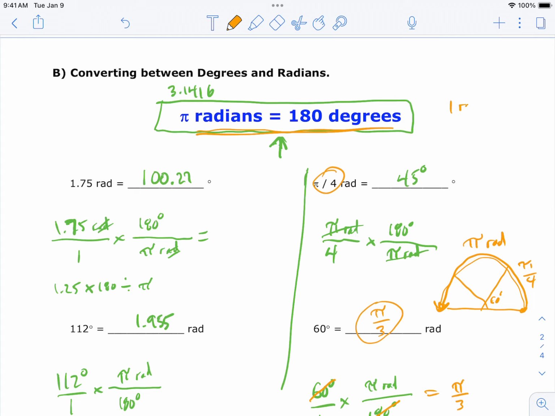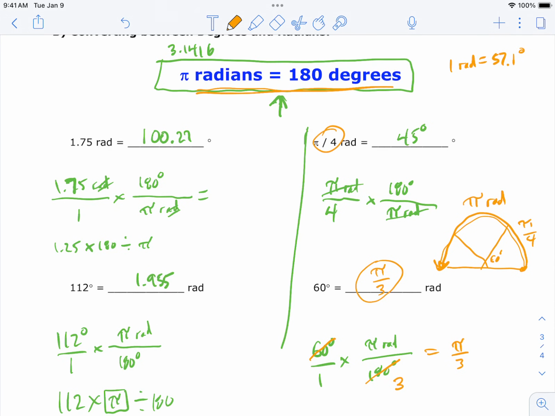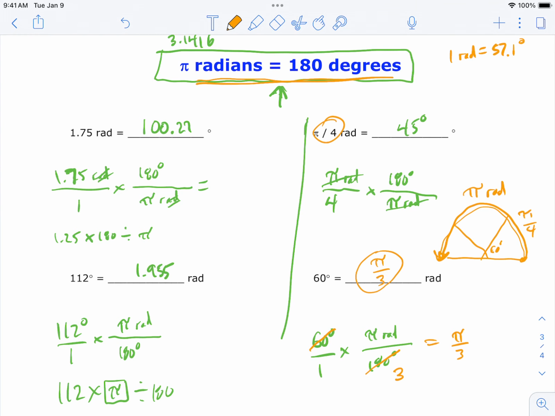Roughly speaking, you can do this as an exercise, but 1 radian is something like 57.1-ish degrees. Okay, just so you have an idea. So pi over 3 is just barely over 1 radian. 60 degrees is barely over 1 radian. So 57 degrees. Anyway, that's how you convert back and forth. So keep this handy. Pi radians is the same as 180 degrees, which means you can use it just as we've been doing conversions all along. This little multiply and get things to cancel trick.